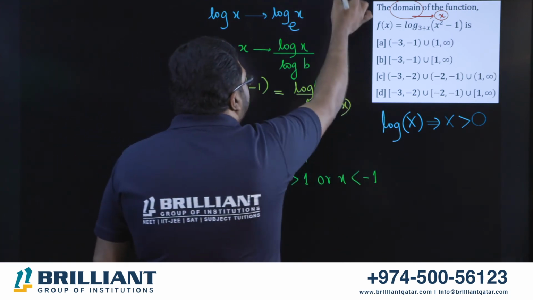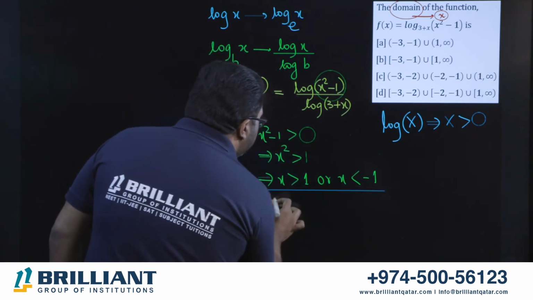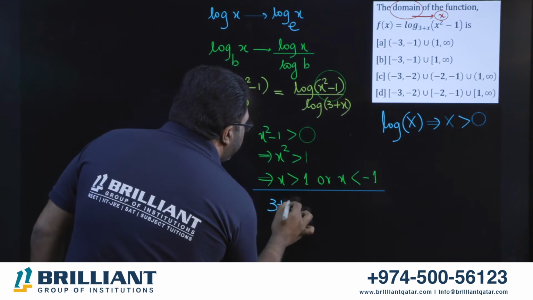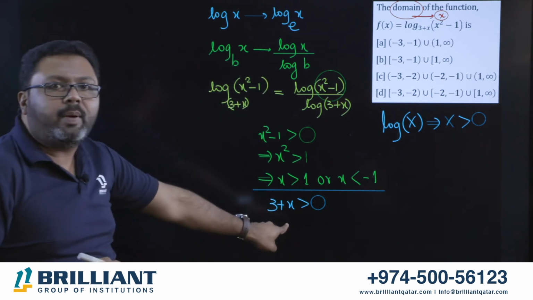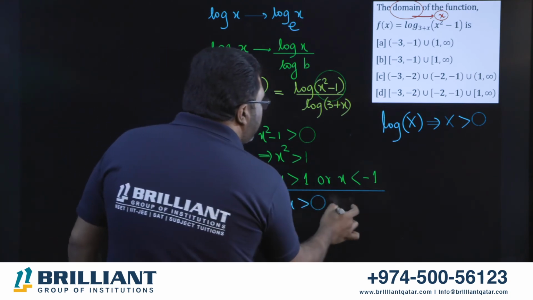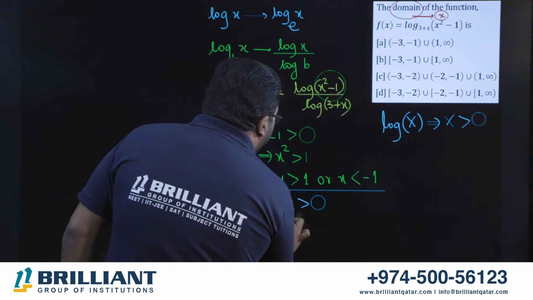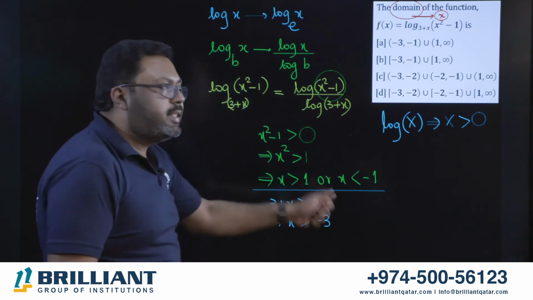Okay. But in the denominator, let's see. The denominator says that it is 3 plus x. So 3 plus x also should be greater than 0. That implies x is greater than minus 3.